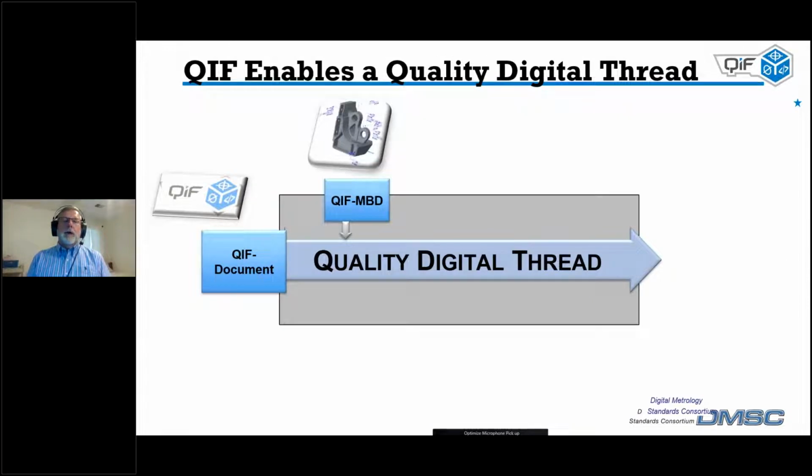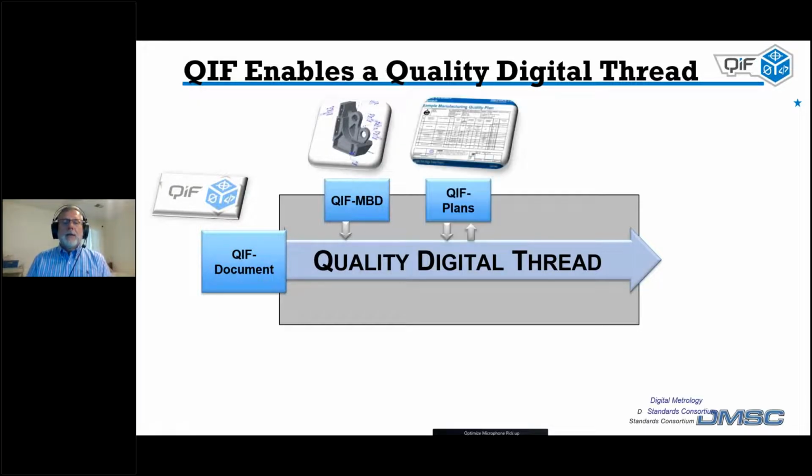Another view of the QIF is how it enables the quality digital thread. If you open up and look at the schema, the QIF fits into something called the QIF document. And as you add more information, it gets added to this QIF document. So, for instance, if you add QIF MBD information, it gets added for your specific model-based definition. It gets added to this QIF document, which is our digital thread. And then as you start pulling out information from the MBD, you'll create your QIF plans, and then those plans get put back into the digital thread.